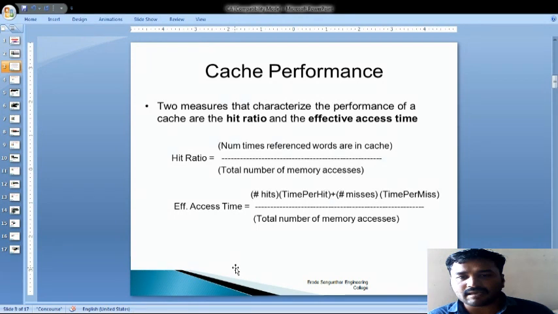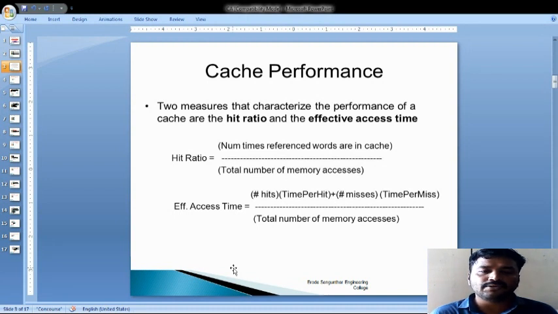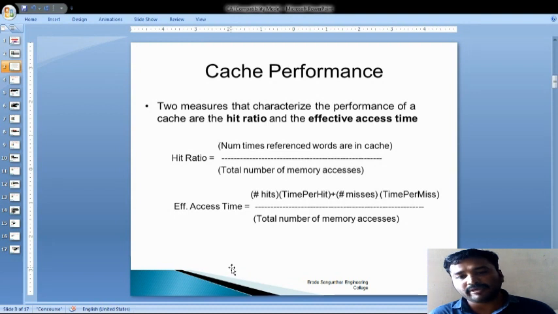Access time is common, right? So it needs a correlation between the cache hit numbers and the cache miss numbers also. Again, the hit ratio is equal to the number of times referenced words are in the cache to the total number of memory accesses. Whereas effective access time is the sum of total number of hits times time per hit, and total number of misses times time per miss, divided by the total number of memory accesses.